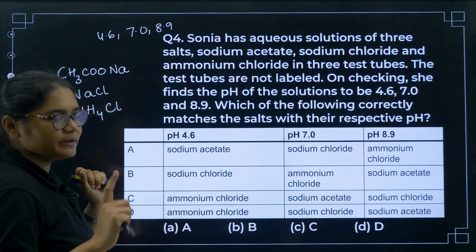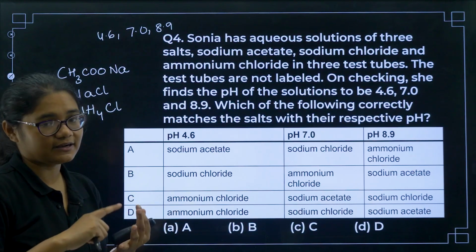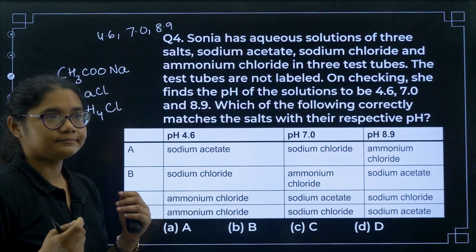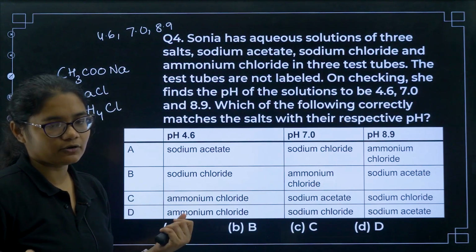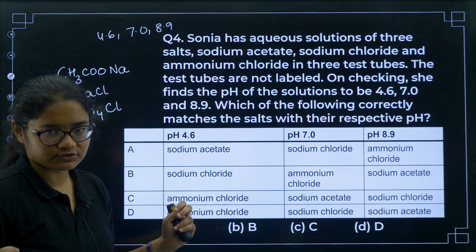Okay. So you should be knowing what is an acidic salt and a basic salt here. We know if it is a strong base and a weak acid, then it is a basic salt. If it is a strong acid and weak base, then it is an acidic salt. If strong acid and strong base, then it is a moderate or neutral salt, right?